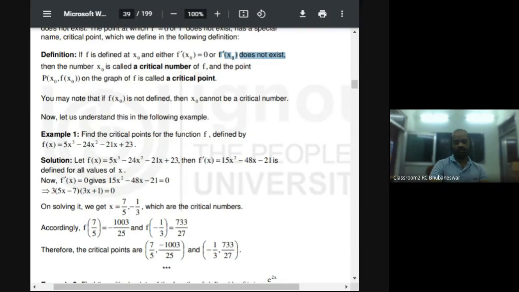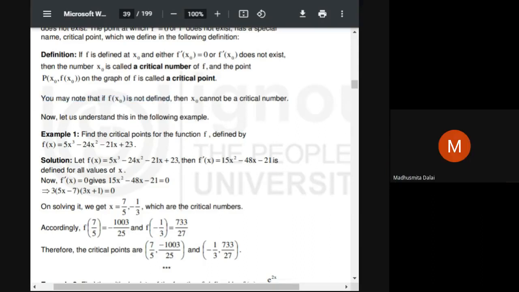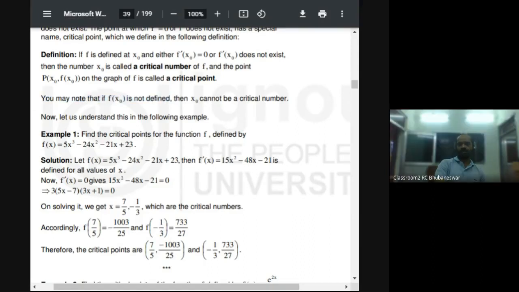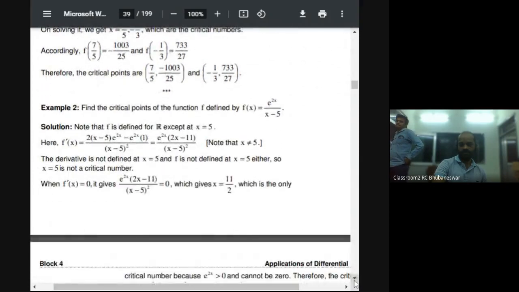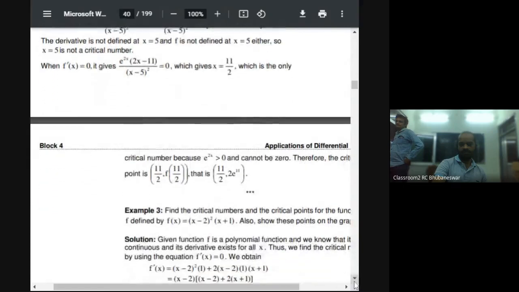We may note that the point is listed in this particular line. We may note that if the function is not defined, that means if we calculate the functional value at a certain point x0 and the functional value is not defined, then also we can say that the point x0 is a critical point of the function. So these are the two definitions in the applications of differential calculus.